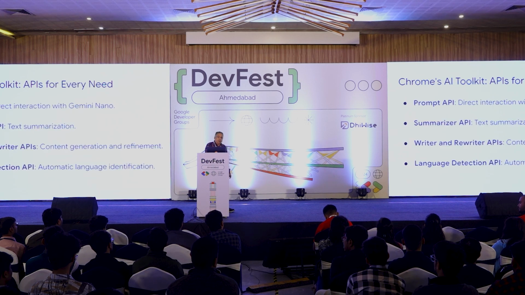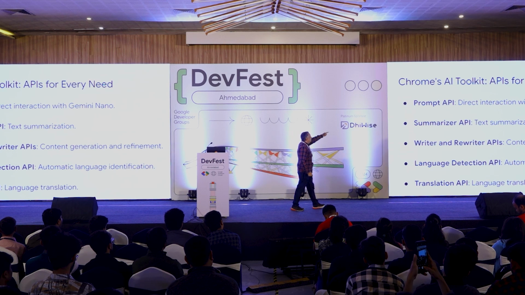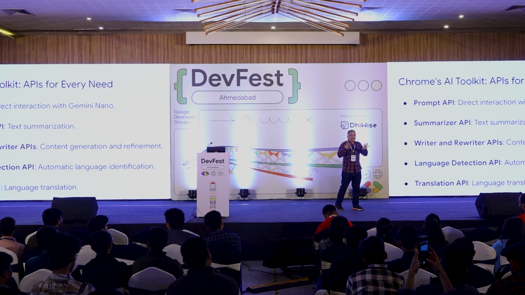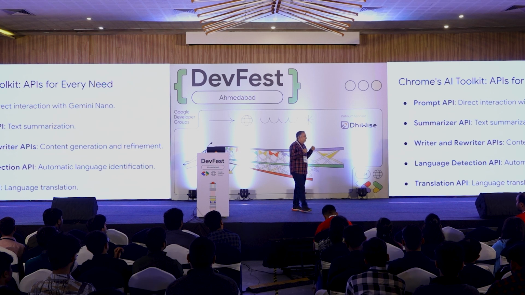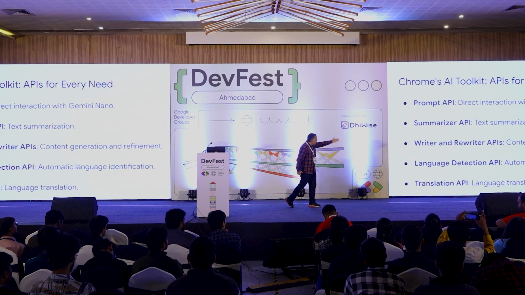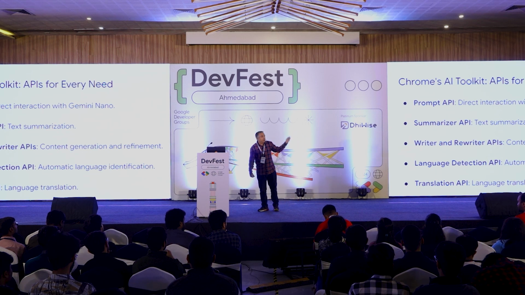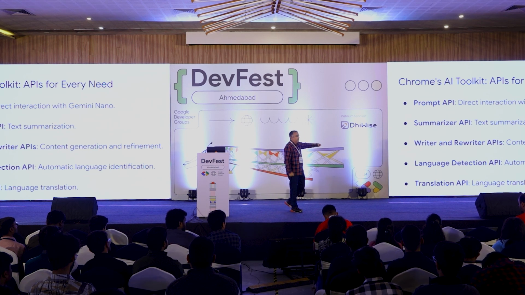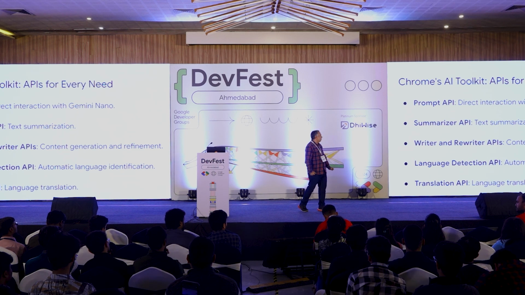I'm just putting it up here quickly. So first up is the prompt API. That is, we don't know what your use case is, but try the prompt API and see if you are able to come up with a specific use case. But the others are very specific. If you want to summarize inside of the browser, you have a summarize API call. Language detection and translation should be straightforward.